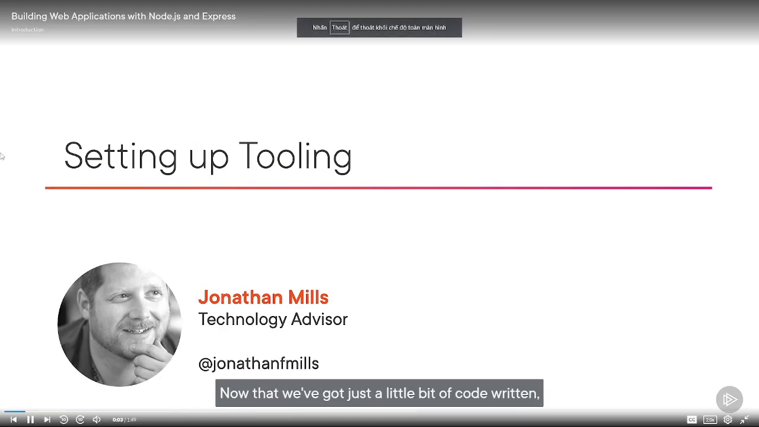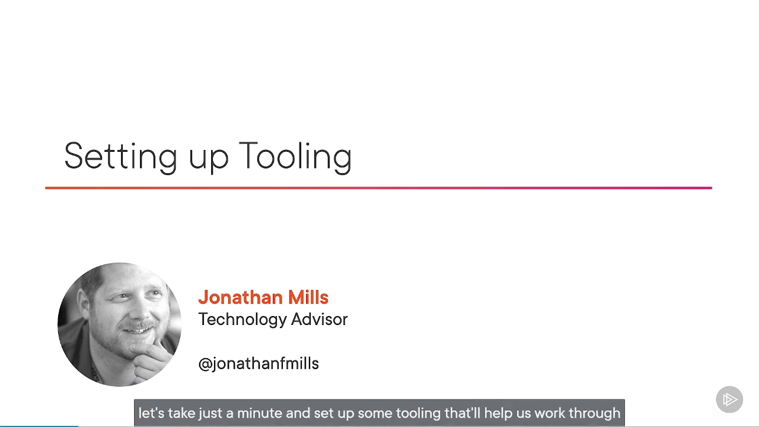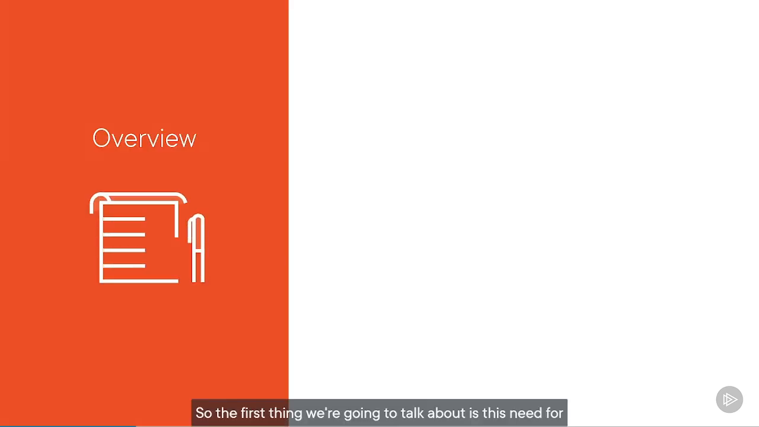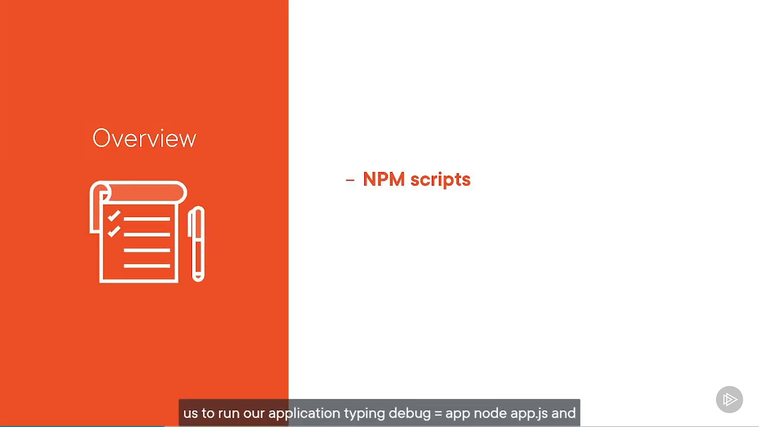Now that we've got just a little bit of code written, honestly, a very little bit of code written, but we've got some code. Let's take just a minute and set up some tooling that'll help make our lives a little bit easier in dealing with our code. So the first thing we're going to talk about is this need for us to run our application typing debug equals app node app.js, and just communicating how we do that.